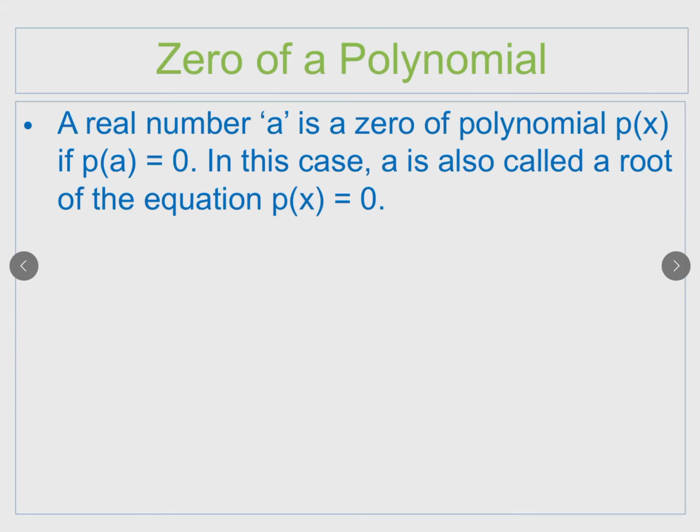Then we have a very important topic, which is a zero of a polynomial. A real number a is a zero of a polynomial p(x) if p(a) is equal to 0. That means you will be given a value of the variable, let's say in this case x. You will put that value of x in the polynomial. If that polynomial results in 0, then that value will be called a zero of that polynomial.